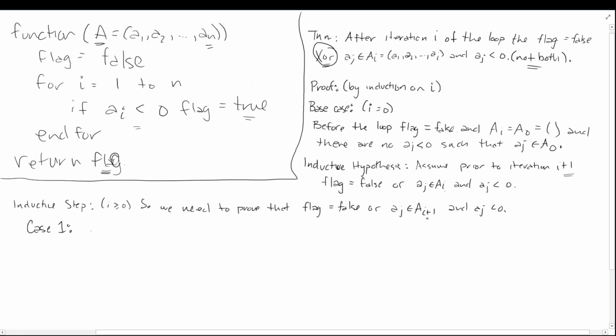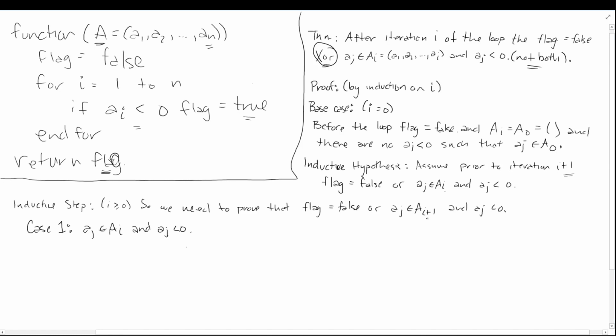I'm going to start with case 1, which is: prior to iteration I plus 1, either the flag is false or this is true. So I'm going to assume this is true. I'm going to assume AJ is in AI and it's negative.